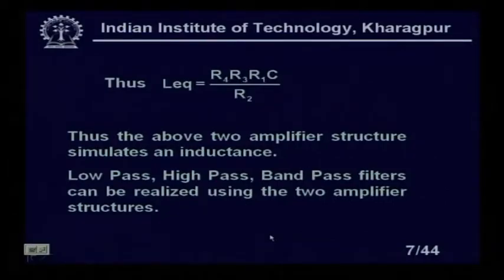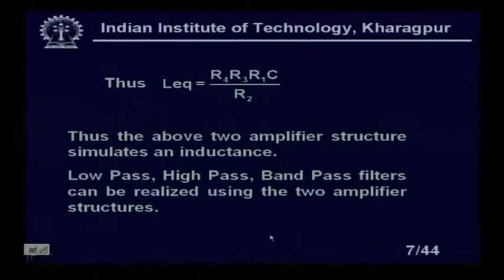Now, with the help of this inductance, I can obviously simulate low pass, high pass, band pass filters realized using these two amplifier structures. Now, if you compare the single amplifier structures and the two amplifier structure, you will not get much advantage, except that if you use a band pass filter, it will give very high input impedance at resonance, which we will not get in a single amplifier structure.